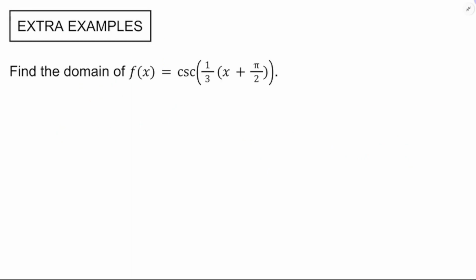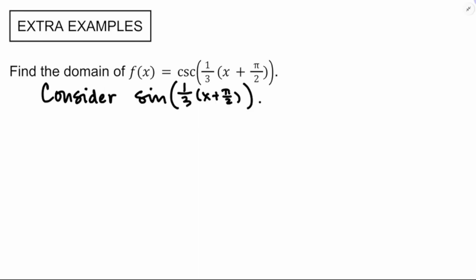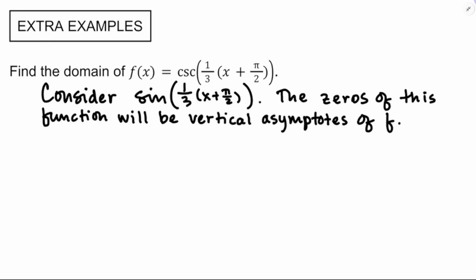Now I'm going to work some extra examples that might be similar to some problems you might be confronted with sometime in the near future. So, we're going to start by finding the domain of f of x is cosecant of 1/3 of x plus pi over 2. What I'm going to do is I'm going to suggest we consider sine of 1/3 of x plus pi over 2. This is a reciprocal function. Because anytime this is 0, that will cause f of x to be undefined and having a vertical asymptote. So those will be the vertical asymptotes of f. Okay, and those will be the x values we'll remove from the domain, and that's how we'll find it.